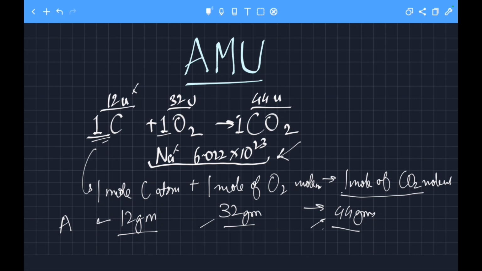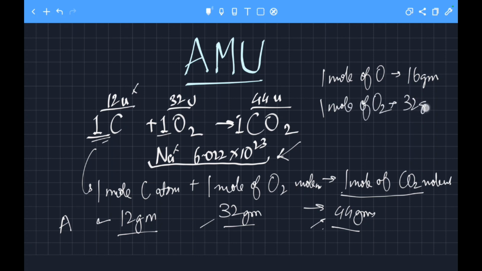mass at molar level as well. Just to be clear, 1 mole of oxygen atoms is 16 grams. 1 mole of oxygen molecules is 32 grams. This is called atomic molar mass. This is called molecular molar mass. Let's be very clear about it.